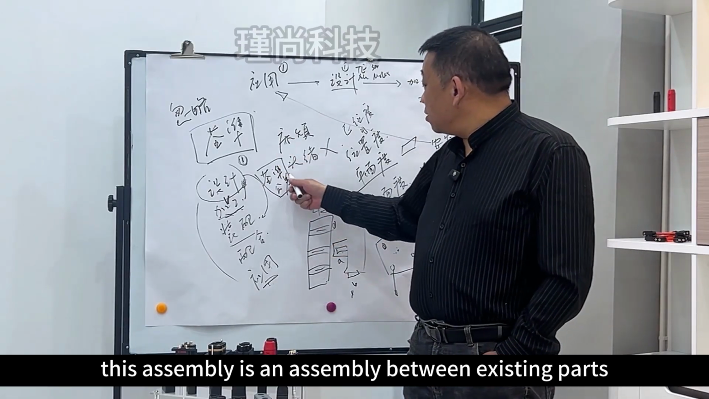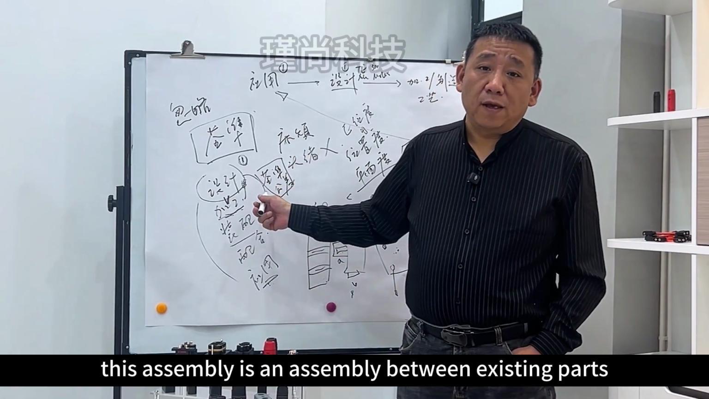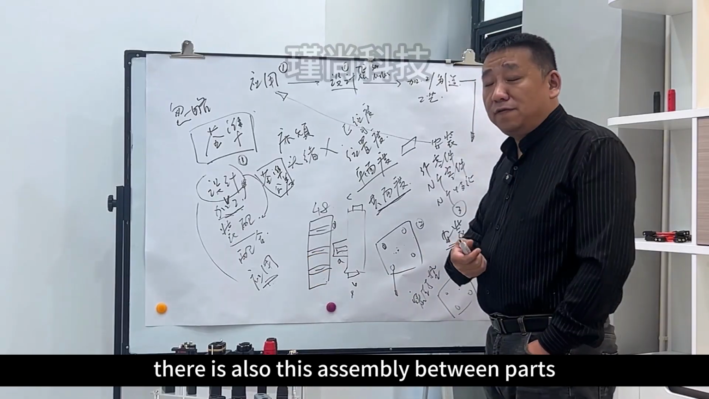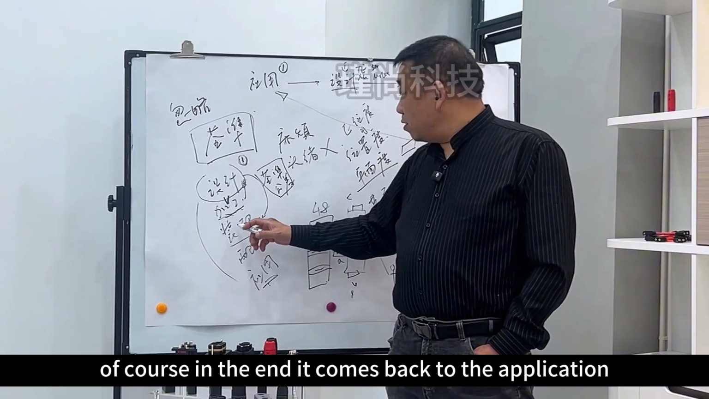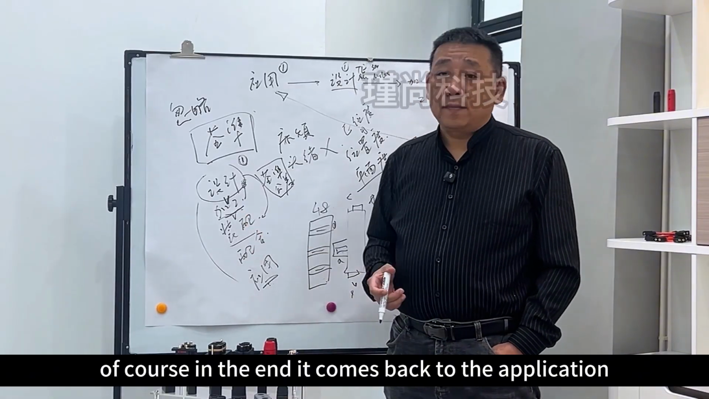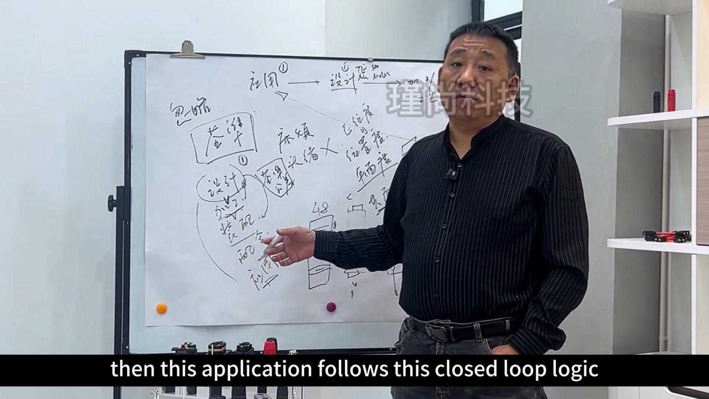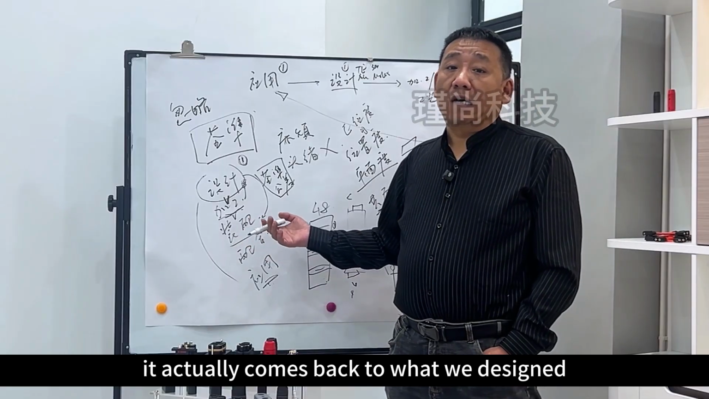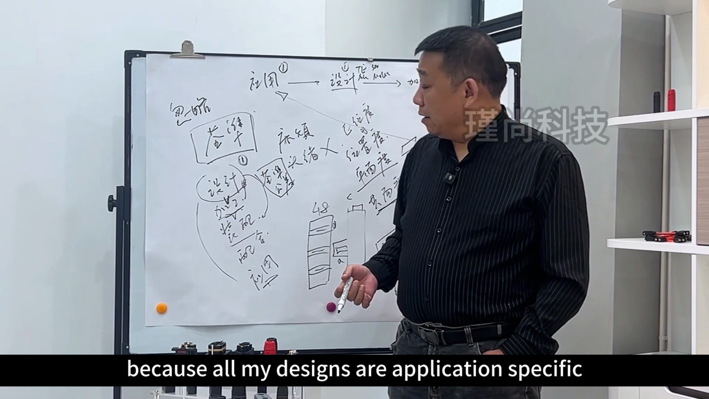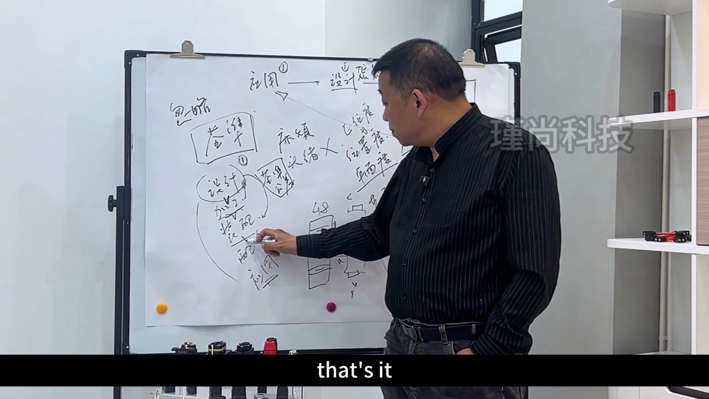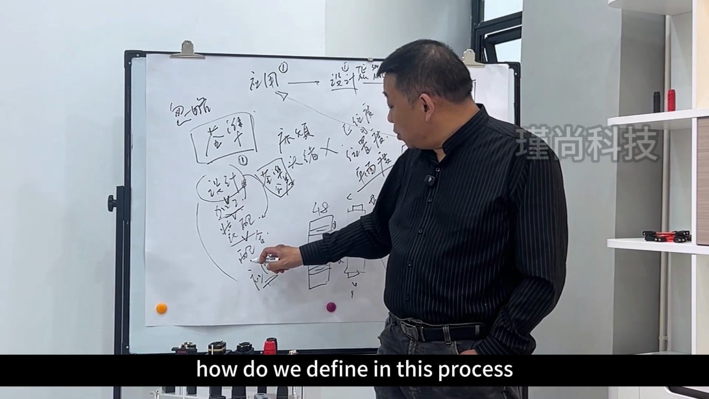This assembly is an assembly between existing parts, and there is also assembly between parts and components. Then consider my cooperation. Of course, in the end, it comes back to the application. The application follows this closed-loop logic. It actually comes back to what we designed, because all my designs are application-specific. So how do we define things in this process?